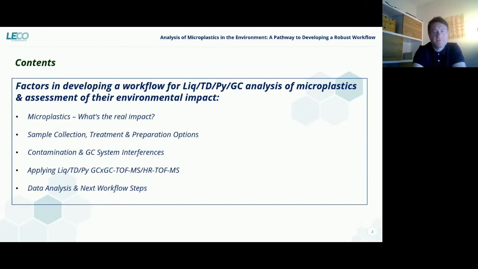And then applying the technique GC times GC TOFMS and high resolution TOFMS. This is the concept where we see advantages can be brought in terms of the data that we obtain. And that, of course, means we need to consider the data analysis and workflow steps moving forward.